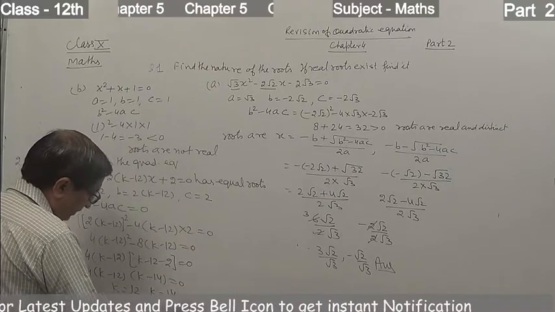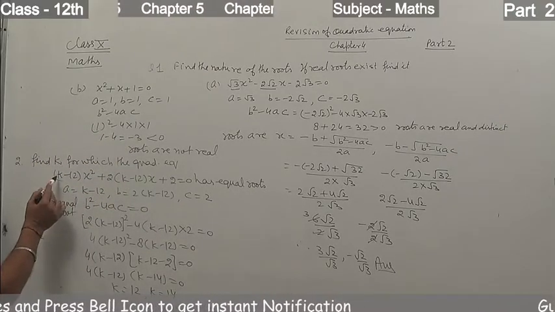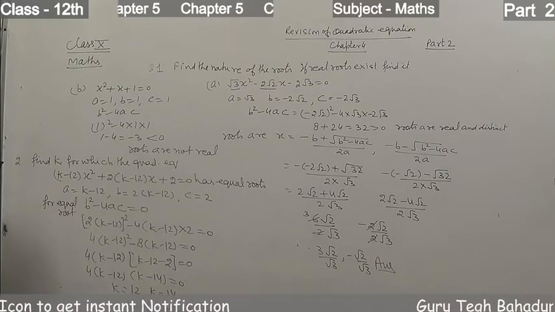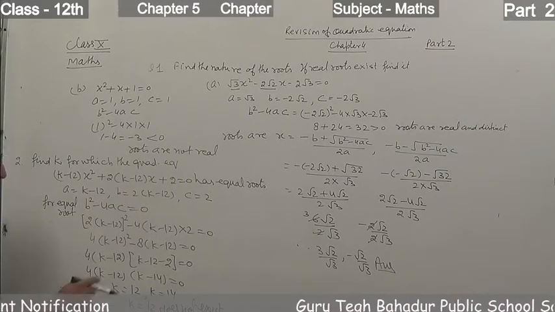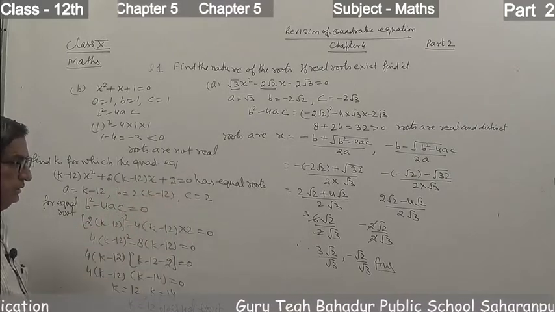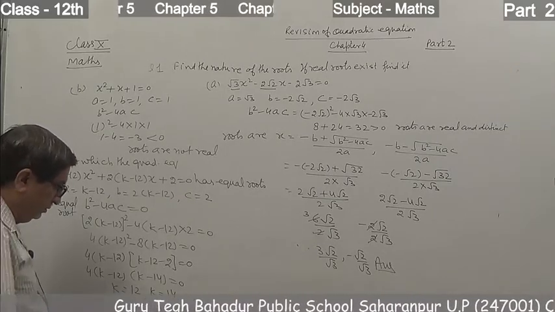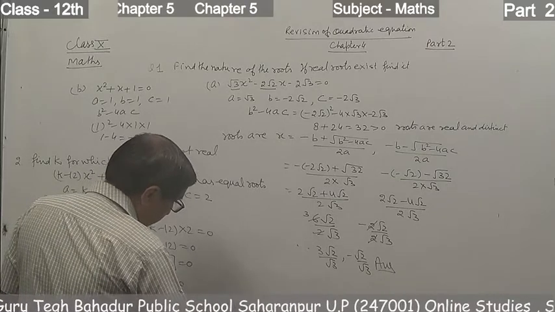Why does it not exist? Because if you put k is 12, it will be 12 minus 12, it will be 0. So 2 is equal to 0 is not possible. So k is equal to 14 is the answer.